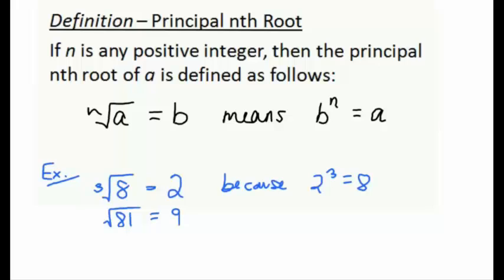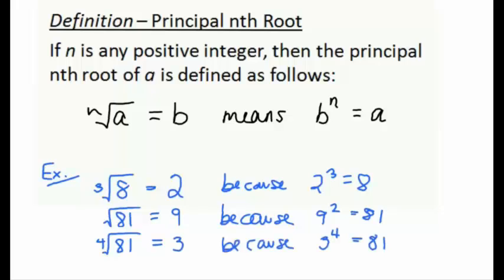Of course, the square root is just a special case of the nth root when we have the number 2. Notice that we don't usually put the number 2 here, whereas if we do have higher numbers, we are going to put those values here above our root. So the square root of 81, we know this is equal to 9, and that's because 9 squared is equal to the number 81. Finally here, one more example, we have the fourth root of 81 is equal to the number 3, and that's because 3 to the power of 4 is equal to the number 81.